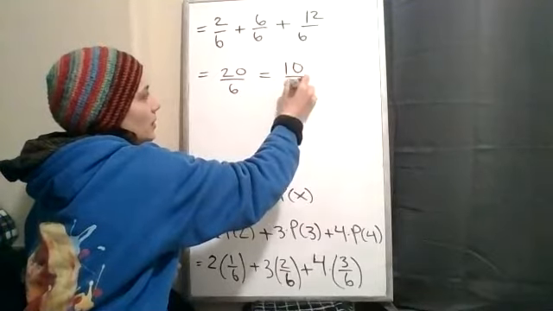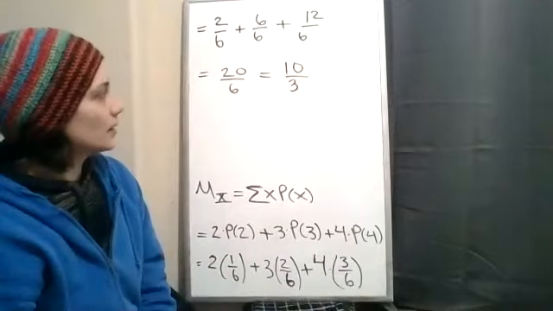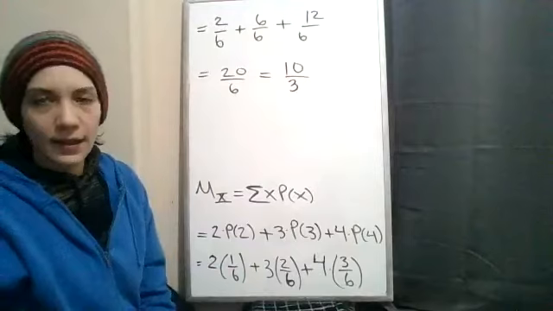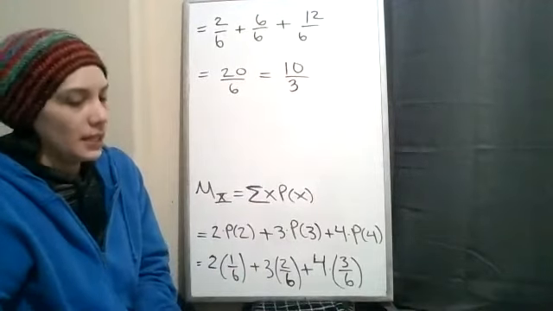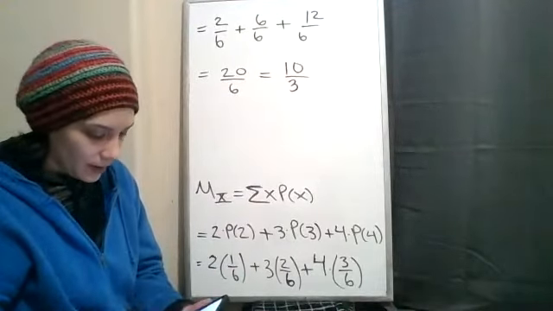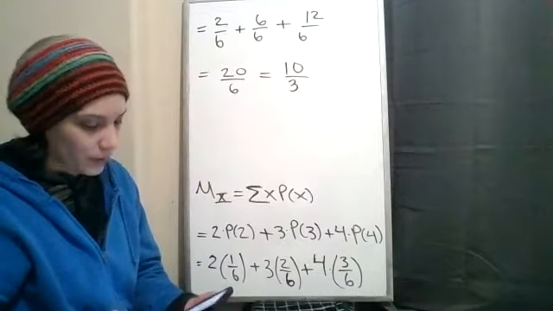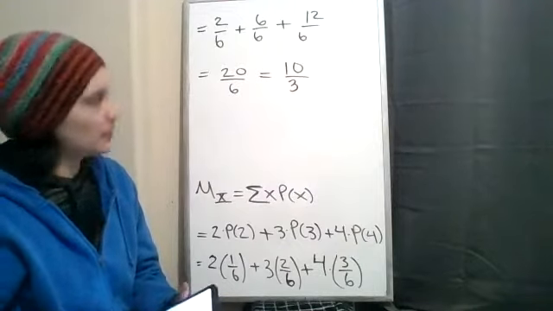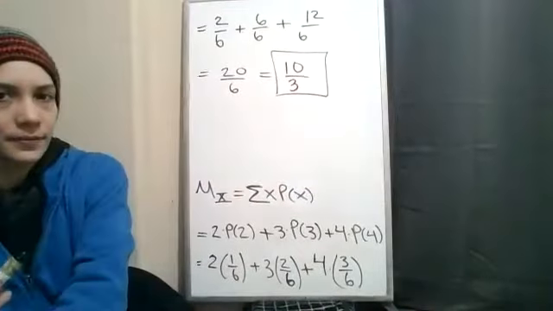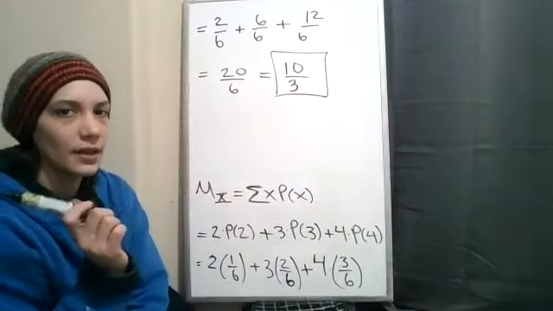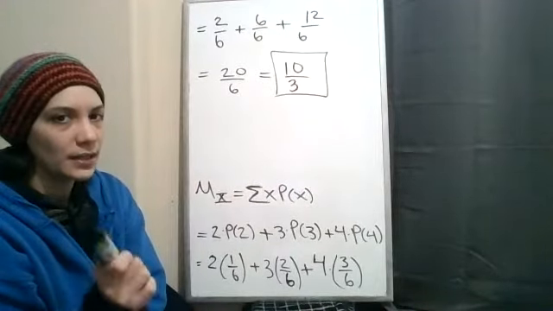2, 3. We could go even further. I'm going to put this in my calculator. 10 divided by 3 is 3.3 with a bar. I like this way. Okay, so that is the mean for x.